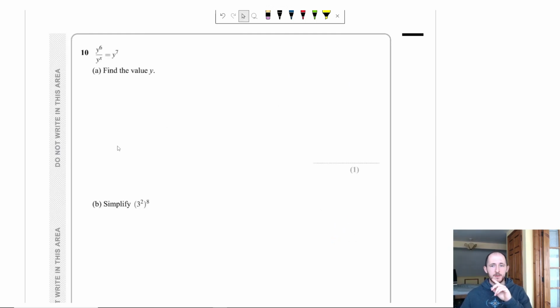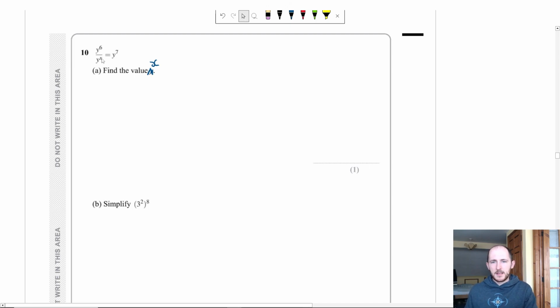Next, we have some indices, which is something they enjoy doing because you can't use a calculator for it. So it usually comes up on calculator papers. So it says y to the power of 6 over y to the x is equal to y to the 7. Find the value of y. So that should definitely be x. That is a typo. Well, I'm going to have to go back and fix that. Well, for those of you that have already done it, I'm going to leave that mistake in the video just so you can see that it was meant to be x.